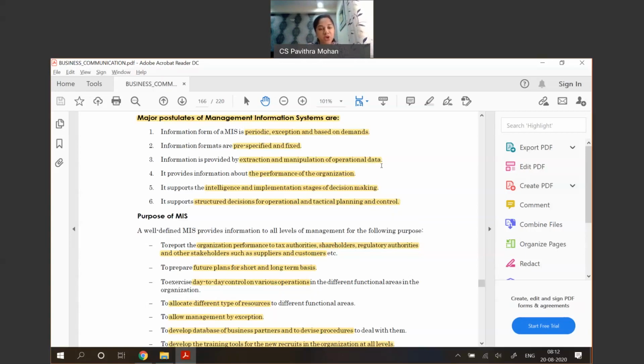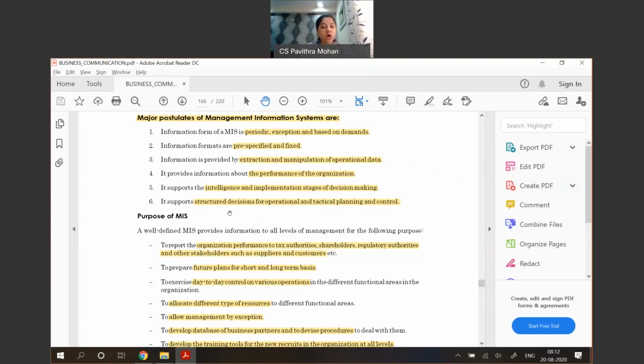Then the performance of the organization can be studied. What is the actual performance, how it is being performed, what are the targets? What is being received, what is being achieved as against the budget? All these concepts become easier for us to understand. Then in the intelligence and implementation stage of decision making, it becomes easier for the top level management to analyze all this information and take proper decision making steps.